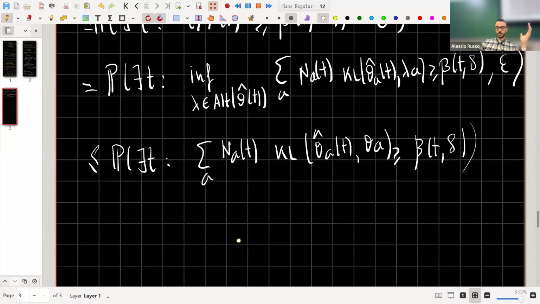But by assumption, we know that our threshold satisfies this. So if we manage to find a threshold that satisfies this inequality here, so this probability is upper bounded by delta, we are done. We have shown the delta correctness.